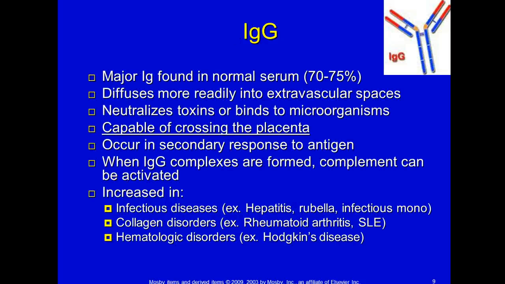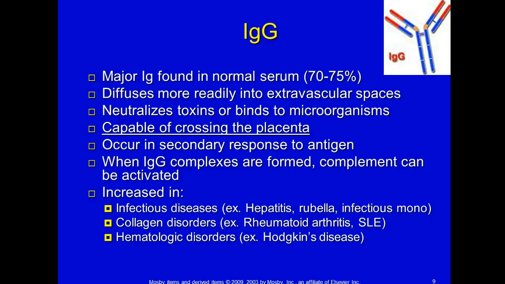First one is IgG. This is the major immunoglobulin found in serum. It accounts for 70 to 75% of all immunoglobulins. It diffuses readily into extravascular spaces. It neutralizes toxins and binds microorganisms. It's the only one capable of crossing the placenta.